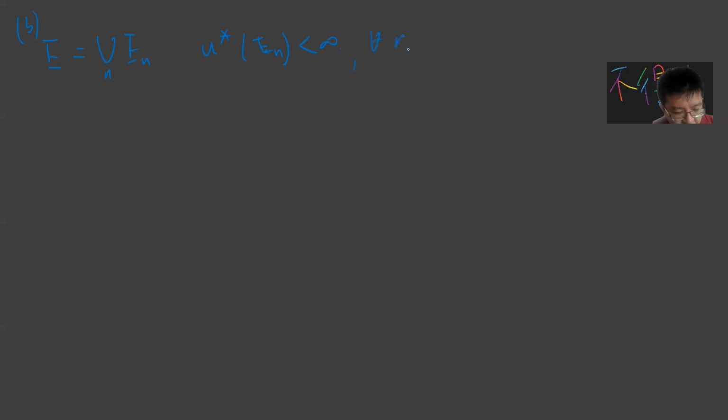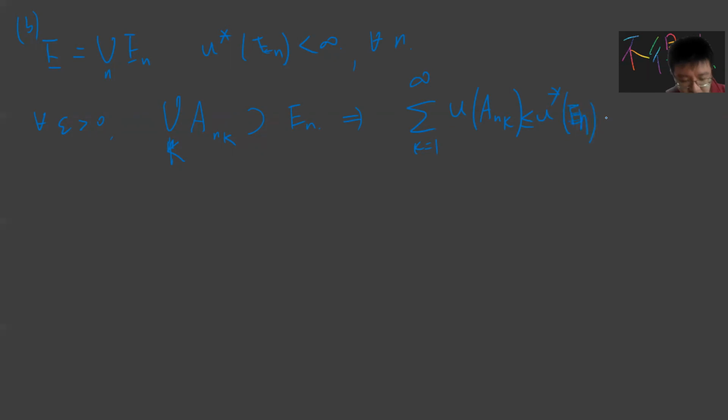So given epsilon greater than 0, due to the infimum, I can find a covering A_nk which covers E_n. So for each n, for each k, which covers E_n, that means the summation over k from 1 to infinity of mu A_nk is less or equal to mu star E_n plus epsilon divided by 2 to the n, by the property of infimum, right? So this is the old technique, because you can use the geometric series.